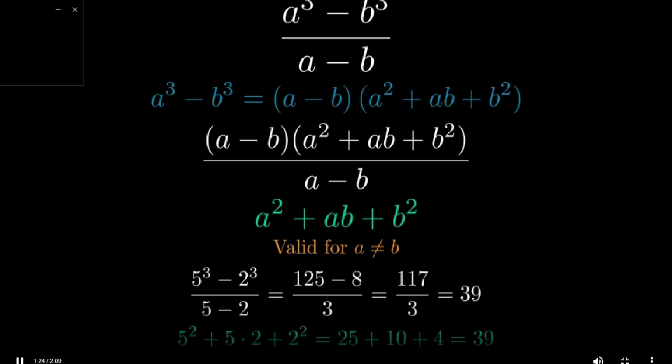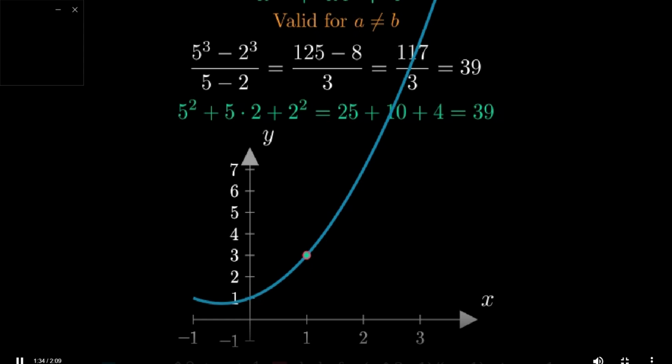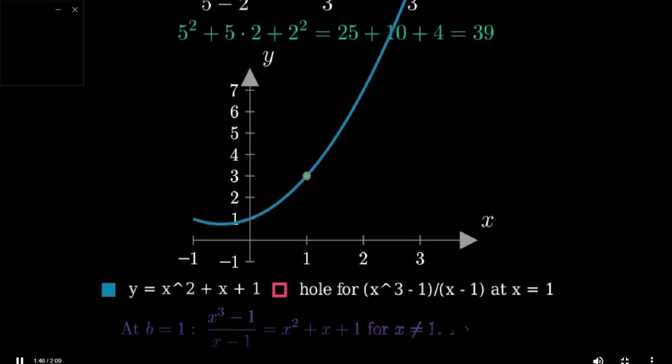For a visual, let's set b equal to 1 and think of a as x. We'll compare the function y equals the fraction x cubed minus 1 over x minus 1 with its simplified form y equals x squared plus x plus 1. These two match everywhere except at x equals 1, where the original has a hole because the denominator is 0. This picture shows a removable discontinuity. The simplified expression fills in the missing point with value 3 at x equals 1.